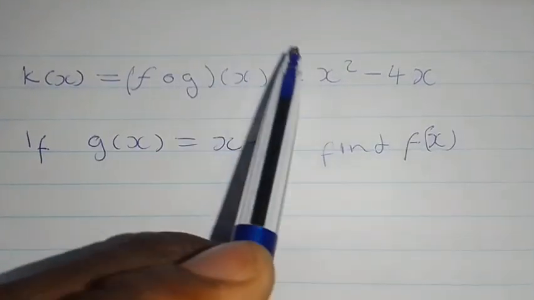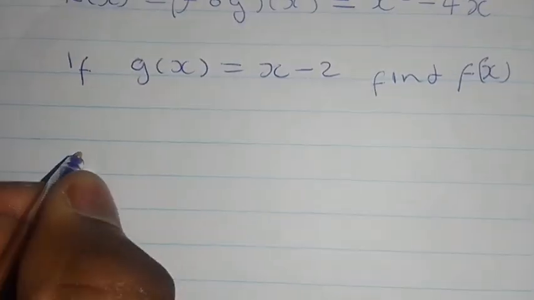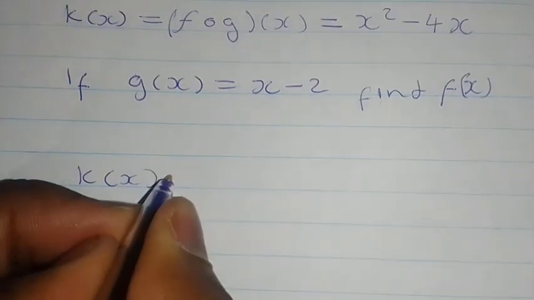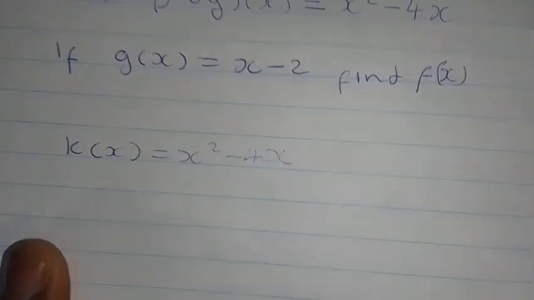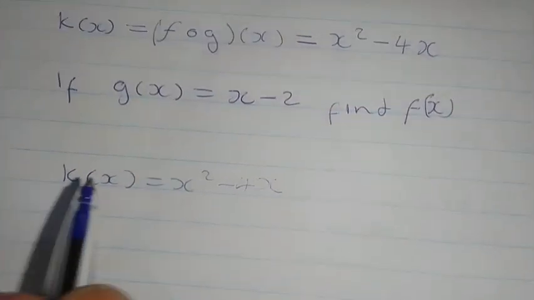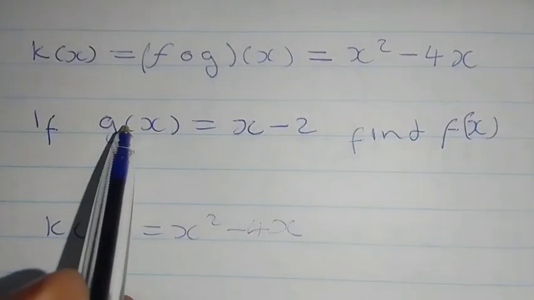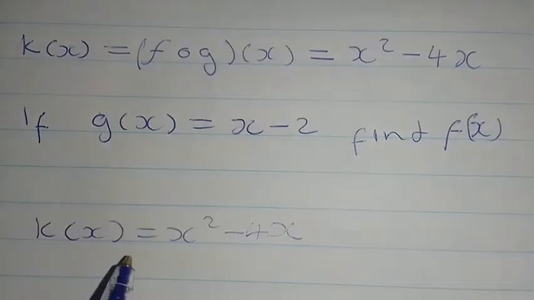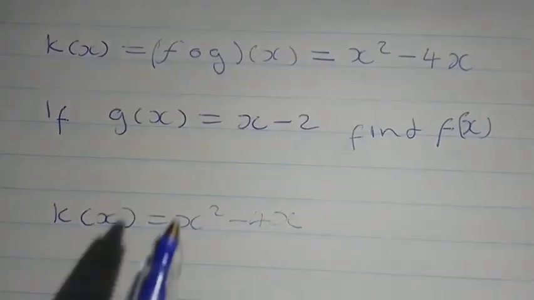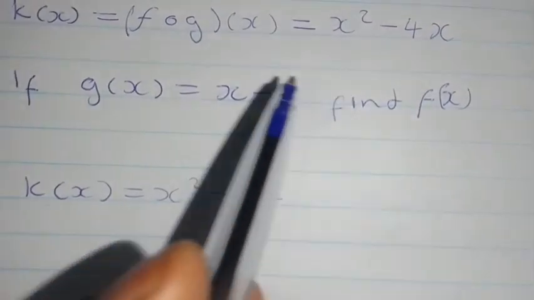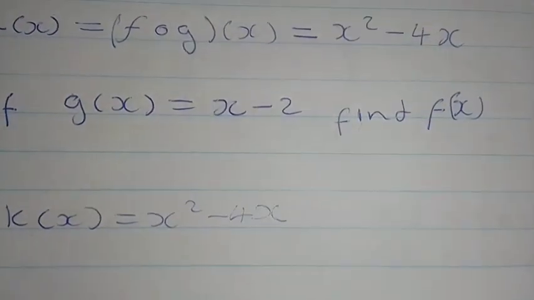Now, if k at x is equal to x squared minus 4x, let me write that down. We have k at x equals x squared minus 4x. Since k at x is x squared minus 4x, and we have g at x equals x minus 2, and this function is a composition of that. We have g substituted in f, and the question says find f such that g is x minus 2.